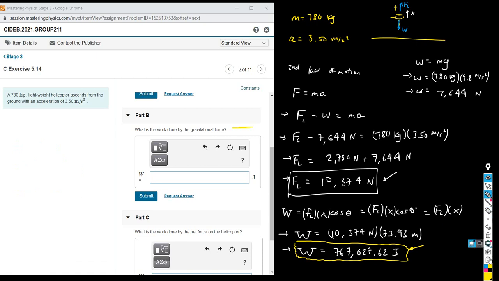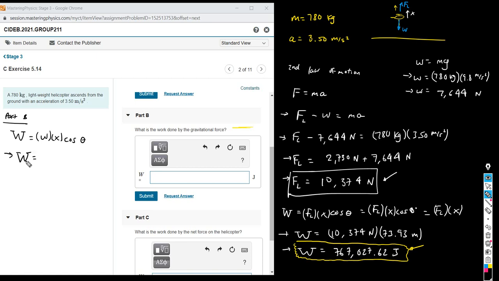And what they mean by that, guys, it's basically the work done by the weight of the helicopter, because the weight is the same as the gravitational force. So the work in, let me write here part B so that you don't get confused. Part B, we want to calculate the work done by the gravitational force, and in order to do that, you need the force, which is the weight. I'm going to put in here the weight of the helicopter times the displacement times the cosine of the angle between this force and this displacement.